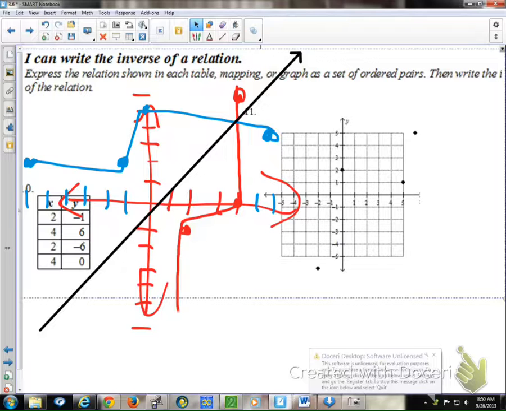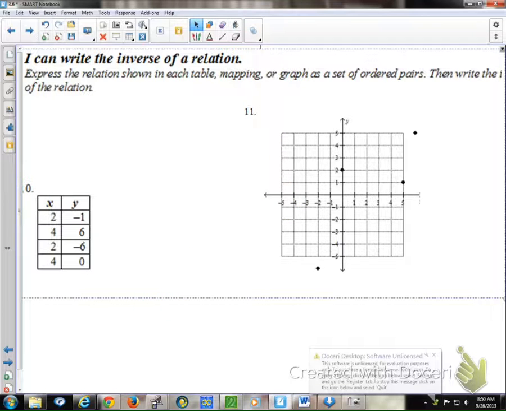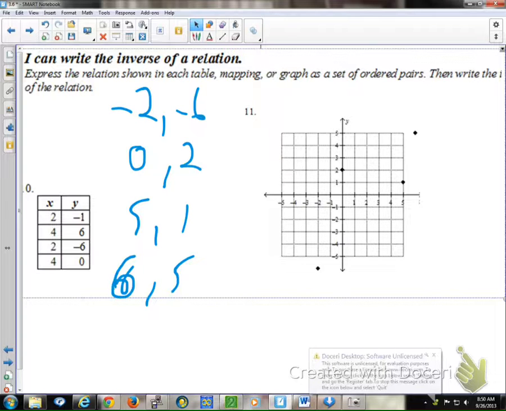Number 11. I did graphing on the last one. Let's do mapping on this one. Actually, you know what? No, I don't feel like doing mapping. Let's just do the list of coordinates. Let's see, what are my x values? Looks like my coordinates are -2, -6, 0, 2, 5, 1, and what was that, 6, 5? Those are the coordinates straight from the graph right here.